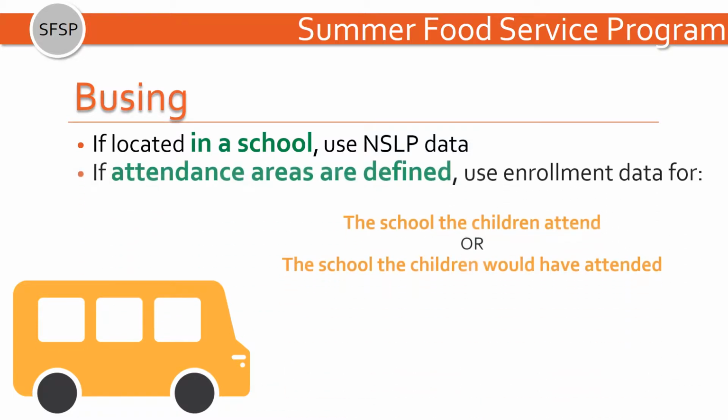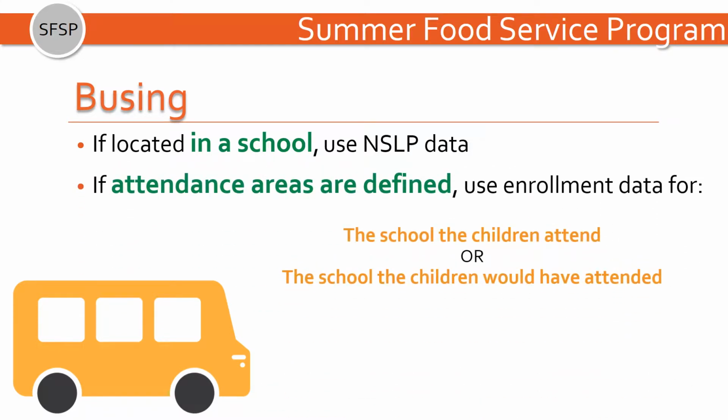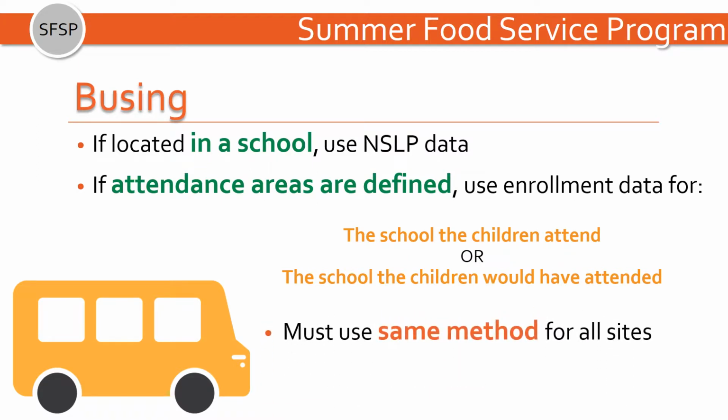In school districts where busing or school choice policies are in place but school attendance areas are still defined, sites located both in schools or in other locations may be determined eligible based on the enrollment or attendance data obtained for either the school the children attend or the school the children would have attended were it not for the school's busing or school choice policy. The same method for determining site eligibility must be used for all sites participating under a particular program sponsor to avoid duplicate counting.